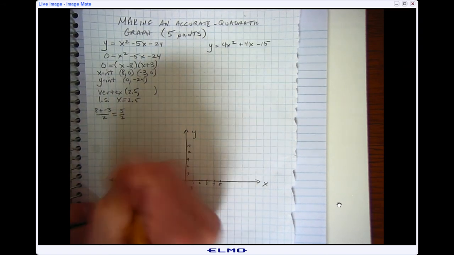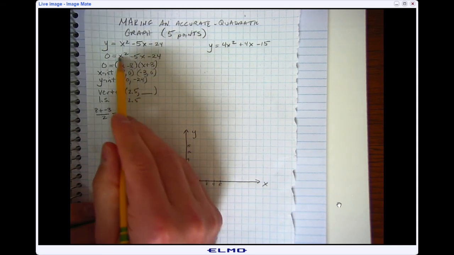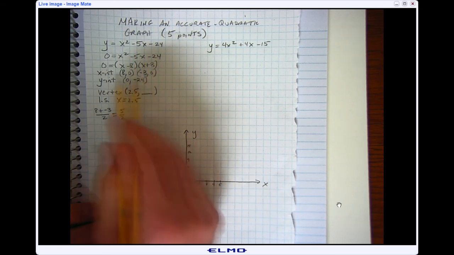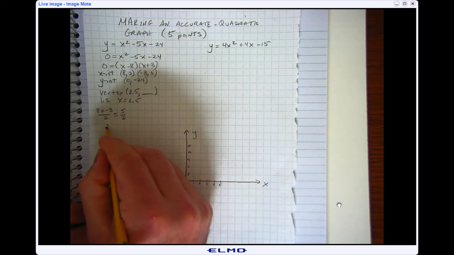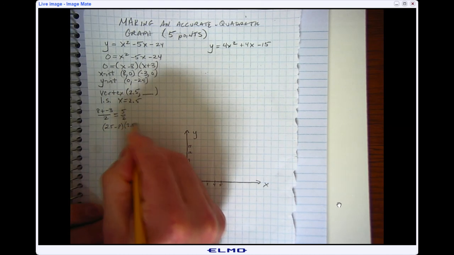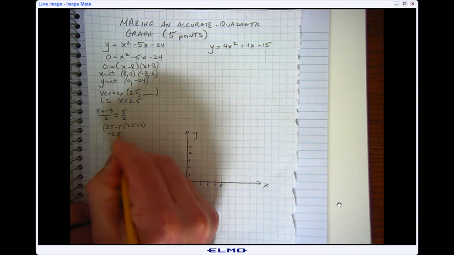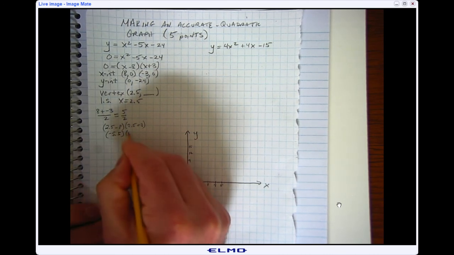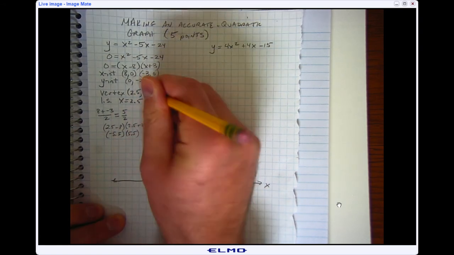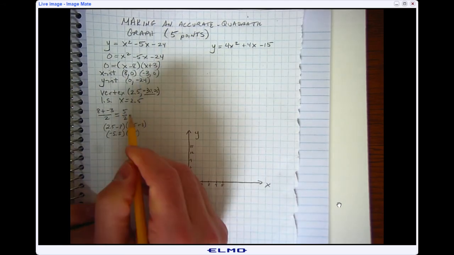To find the y value of your vertex, you can take 2.5 and either put it in the original equation and solve it, or put it in the factored form. I find the factored form is much quicker. So I'm going to do 2.5 minus 8, and 2.5 plus 3. 2.5 minus 8 is negative 5.5, and 2.5 plus 3 is 5.5. When I multiply those together, I get negative 30.25, which is the y value of my vertex. So now I have 4 points.